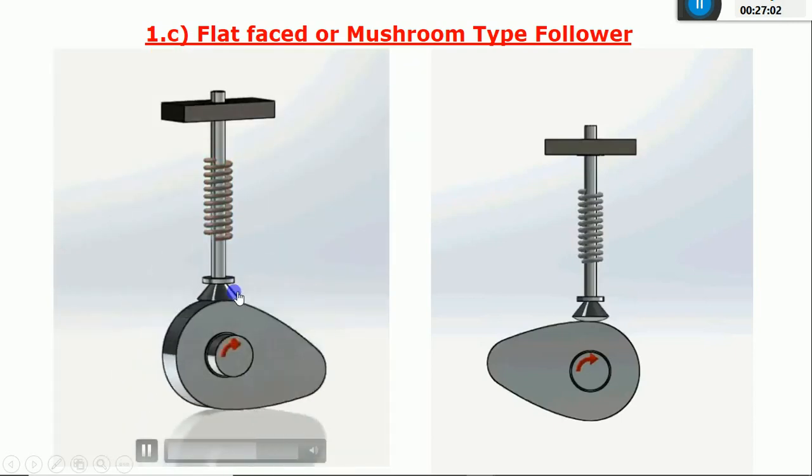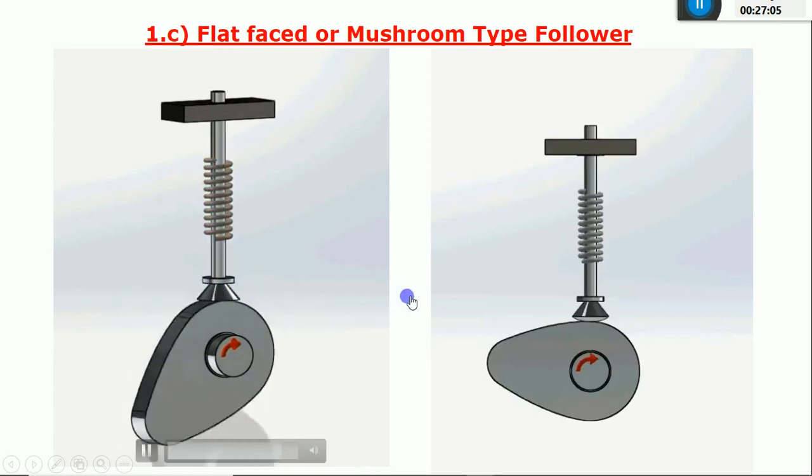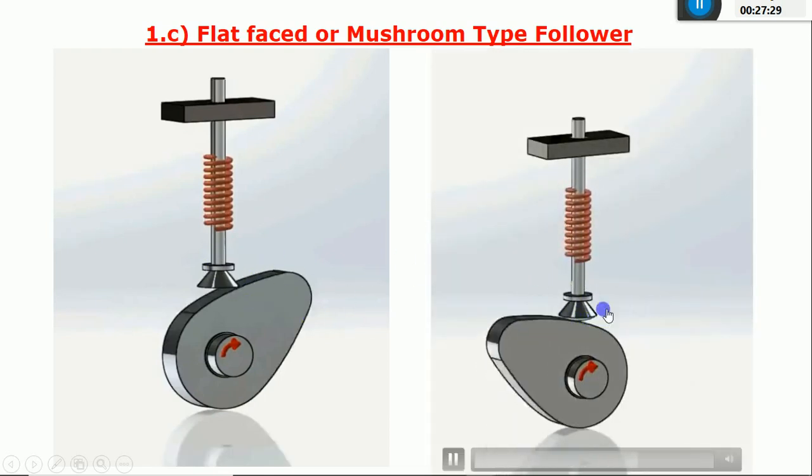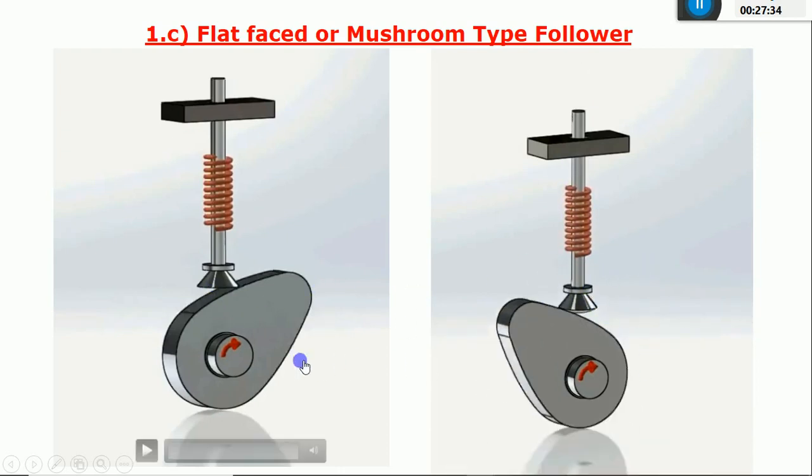And if you modify this flat face slightly with a circular or curved path, it is also called a mushroom type. If you modify this flat faced follower with a small curvature at the end, it becomes a mushroom type follower. Both are the same, only a small modification in the curvature. Instead of a flat face, it has a small curvature. Again, the working principle is the same. The input is a rotary path and the output is reciprocating.